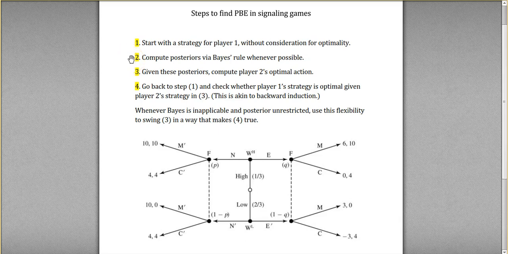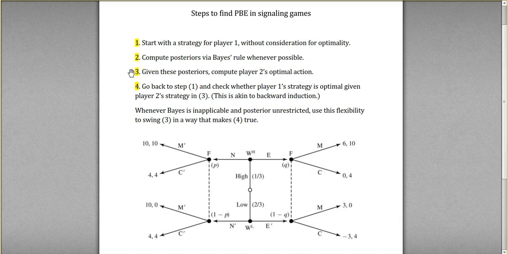Step number 2, compute the posteriors via Bayes' rule whenever possible. So here we're in the shoes of player 2, who has incomplete information as to the other player with whom he or she's playing the game. And this player 2 is reassessing the situation. That's what computing the posteriors really means.